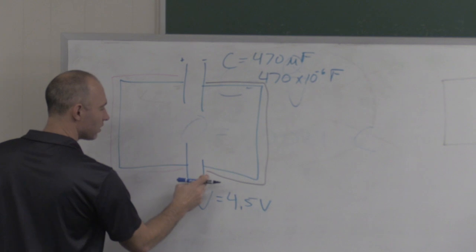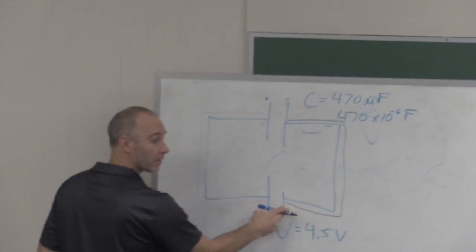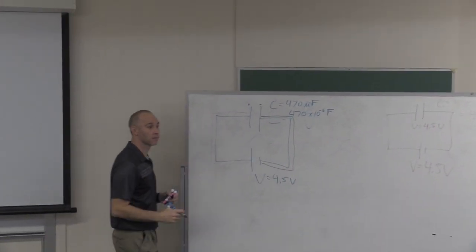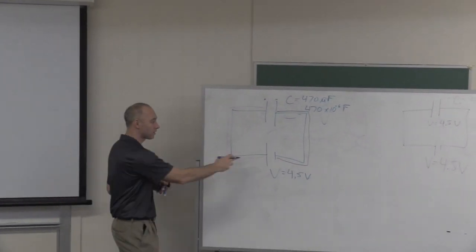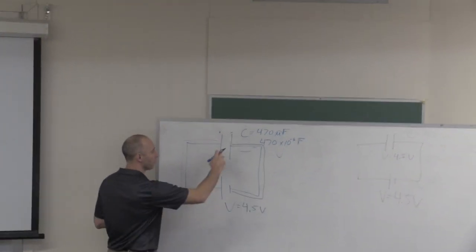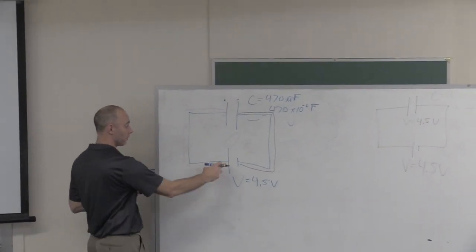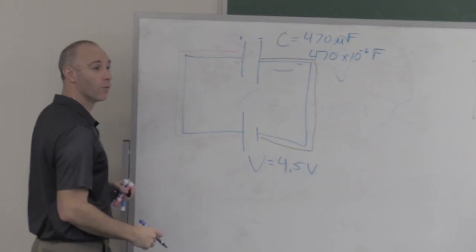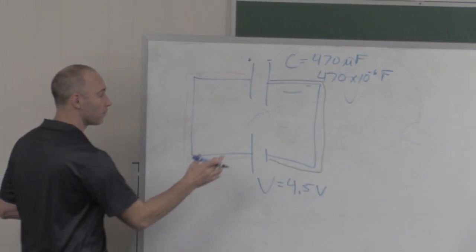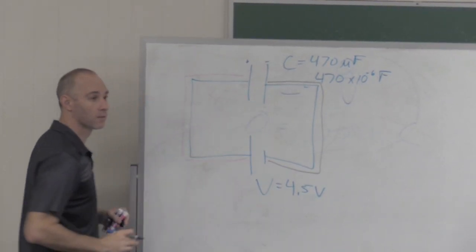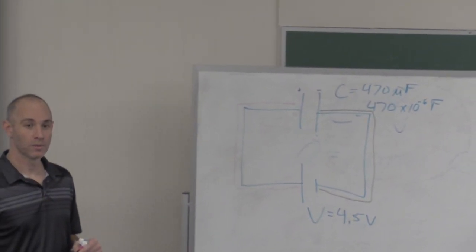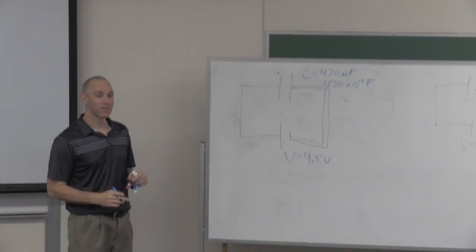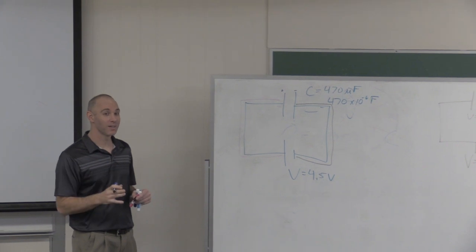So if this is 4.5 higher than that, what has to be true about the difference in potential between those two sides? Everything in pink is at the same level of potential. Everything in black is at the same level of potential. This is in pink, this is in pink, this is in black, this is in black. What has to be true about the difference in potential between those two plates? Equal to? I don't think I understand what you're saying. I think you're on the right track, and you're thinking right, but I don't think you're saying it right.